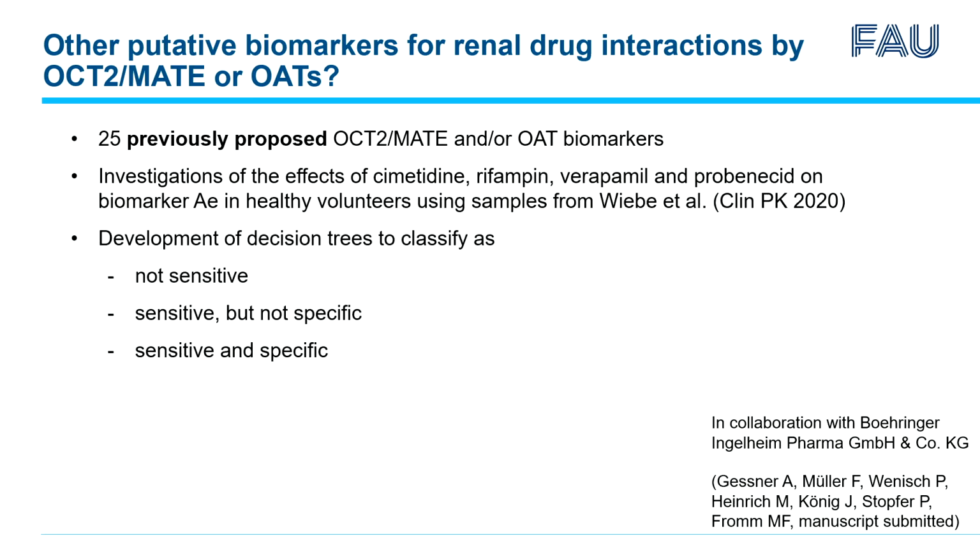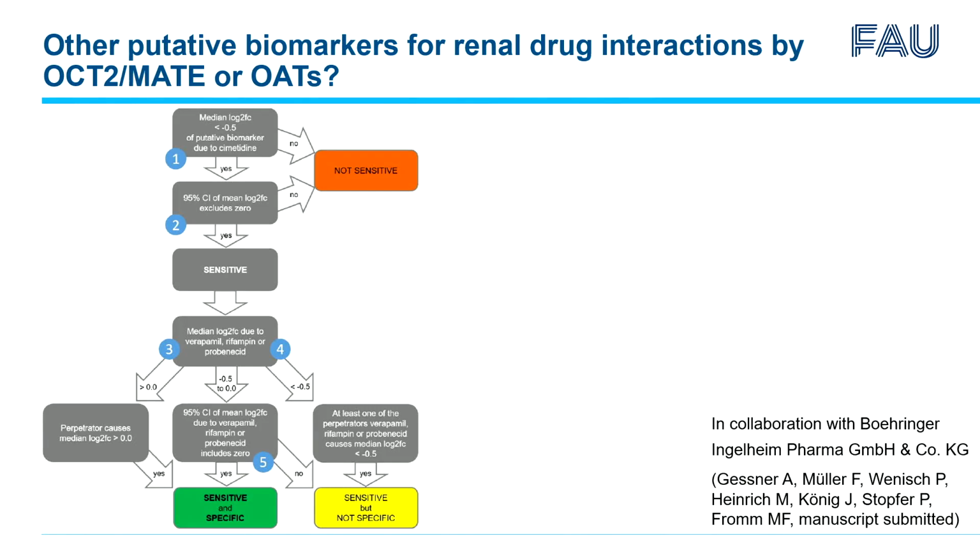The goal was to first define some decision trees so we could decide whether the respective biomarker is sensitive or not to the classical inhibitor. In the second step, we looked at specificity, and we were interested, of course, to see how many of these compounds were both sensitive and specific for the respective transporters. Here is the respective decision tree. I won't go through all the details, but by and large, the first part was necessary to define whether the biomarker is sensitive or not sensitive.